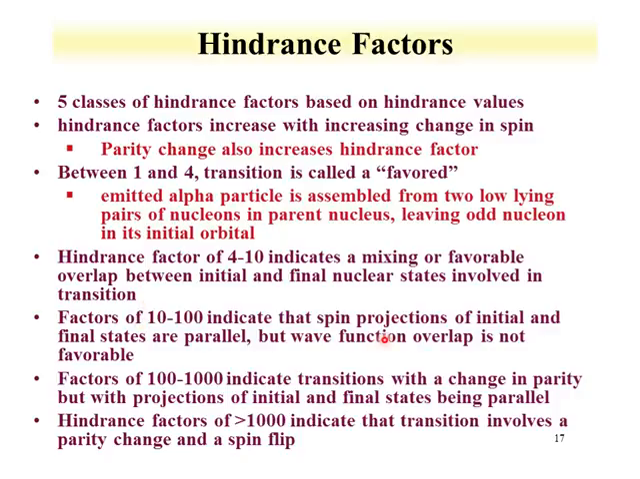Higher factors indicate that a change in parity is going to occur, but with projections of the initial and final state being parallel, and hindrance factors of 1,000 or greater indicate that the transition involves a parity change and a spin flip. So, more fundamentally from this information, hindrance factors go up when changes from the parent to the daughter become more involved, in terms of having to change spin or having to change parity.